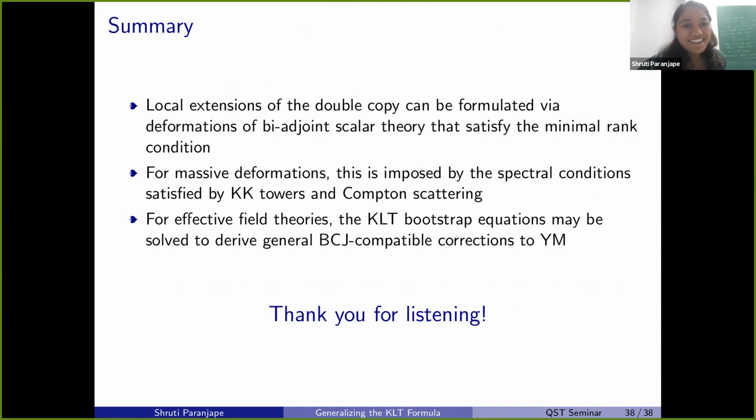This is my summary slide. We looked at local extensions of the double copy. We did that by looking at deformations of biadjoint scalar theory. The guiding principle was the minimal rank condition. The minimal rank condition for massive deformations looked like a condition on the mass spectrum, which was satisfied by Compton amplitudes, and it was satisfied by S1 Kaluza-Klein towers. In the case of effective field theories, the minimal rank condition looked like some self-consistency equation that the amplitudes had to satisfy. And then we could write down explicit PCJ compatible corrections to Yang-Mills.